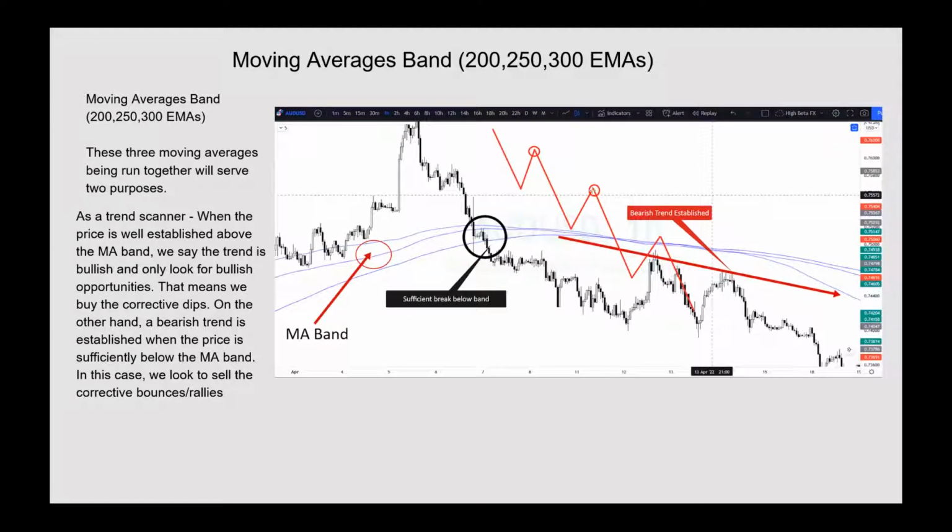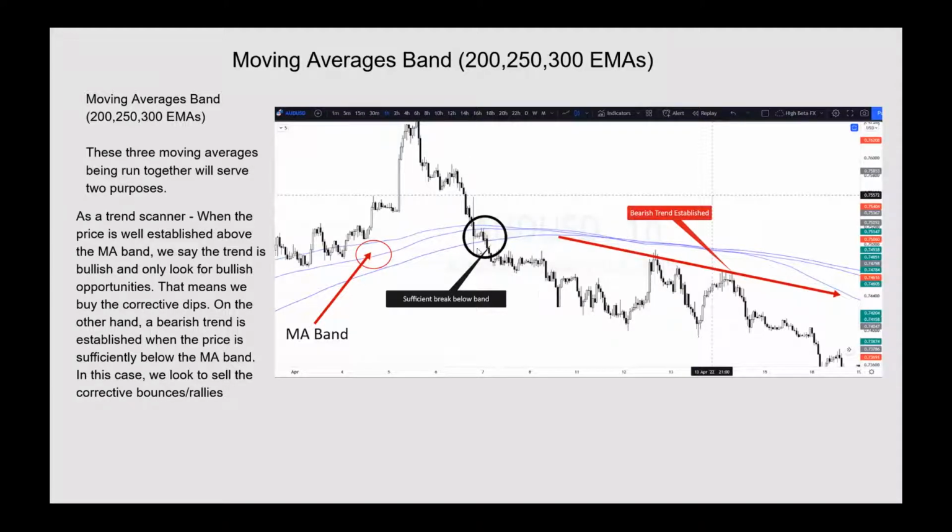Identify the end of the correction and trade the next impulse. That's what we want to do. We want to trade impulses because impulses are movements in the direction of the trend, and they're usually swift, fast and big. So you can make a lot of money doing that.